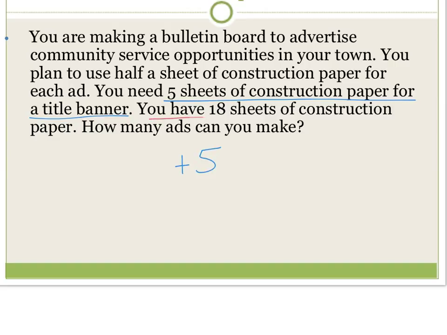You have 18 sheets of construction paper total. So that's your total amount. You plan to use a half a sheet of construction paper for each ad. So you're going to have half a sheet for each ad. That's the part that's going to change. If you have 1 ad, you're going to have half a sheet. If you have 10 ads, you're going to need 5 sheets. So that's the part that's going to change.